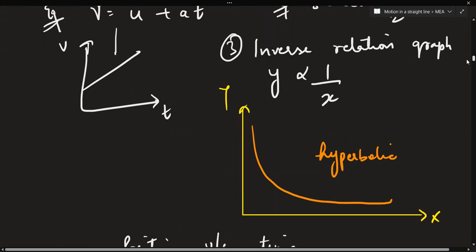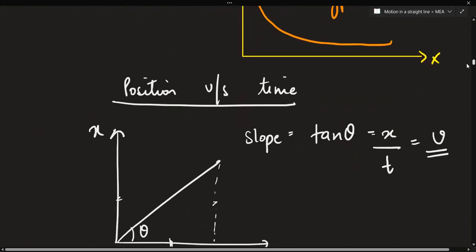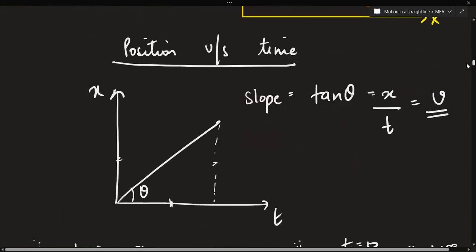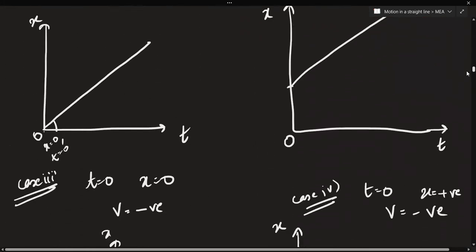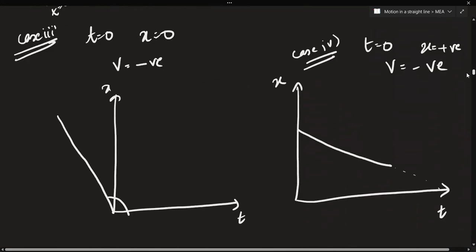Then one of the major graphs that we had started with was the position versus time graph. So the slope of the position versus time graph gives you what? It gives you velocity. Here also we had seen different cases. If these cases are provided, how will the nature of the graph be?